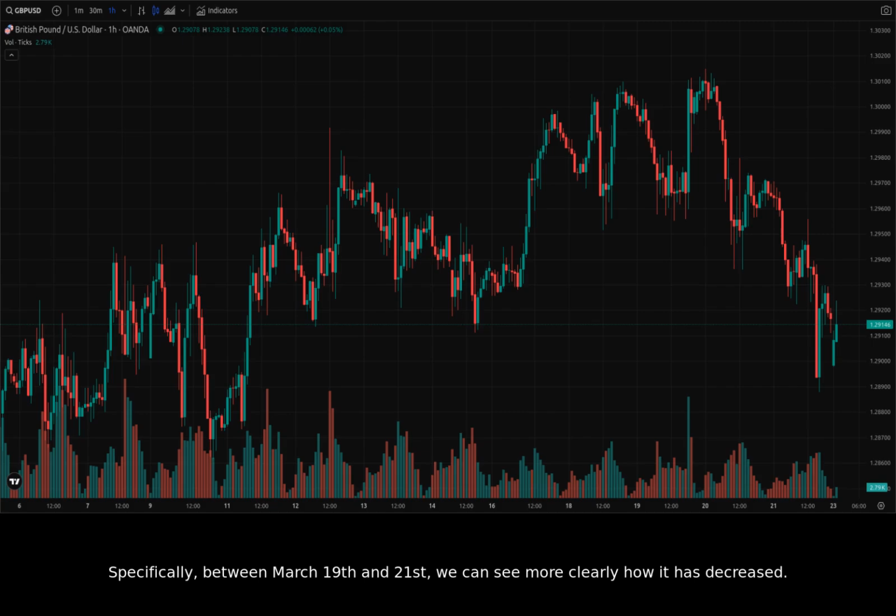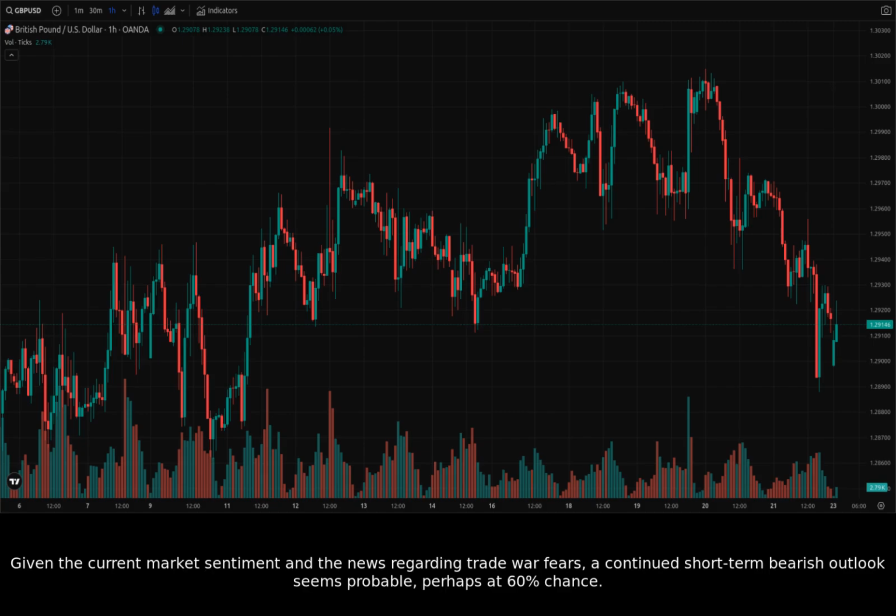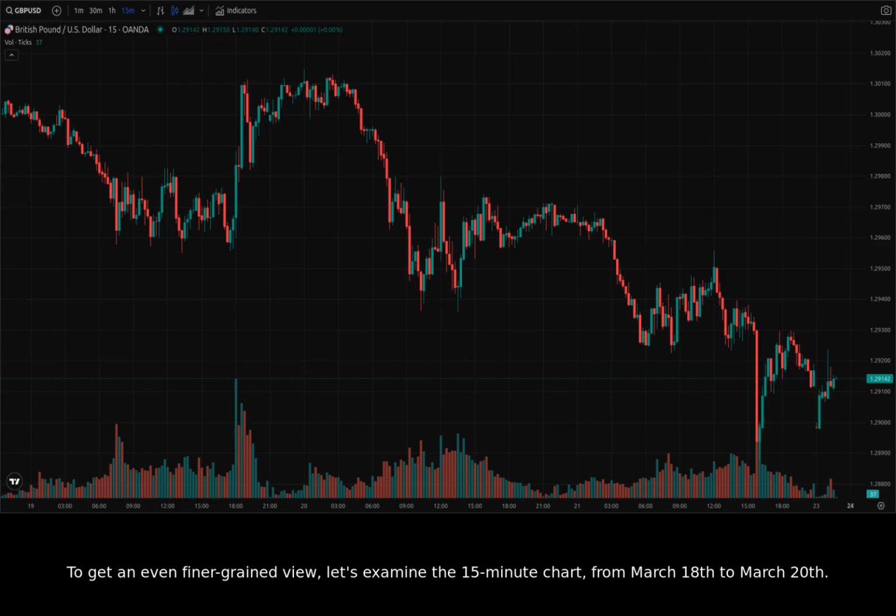Specifically, between March 19th and 21st, we can see more clearly how it has decreased. If it goes much lower, to around 1.2880, that is where there will be much more resistance. Given the current market sentiment and the news regarding trade war fears, a continued short-term bearish outlook seems probable, perhaps at 60% chance. To get an even finer-grained view, let's examine the 15-minute chart from March 18th to March 20th.